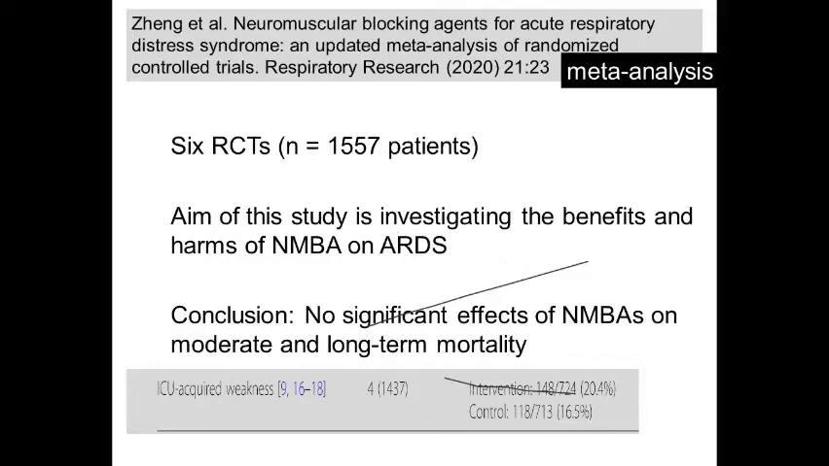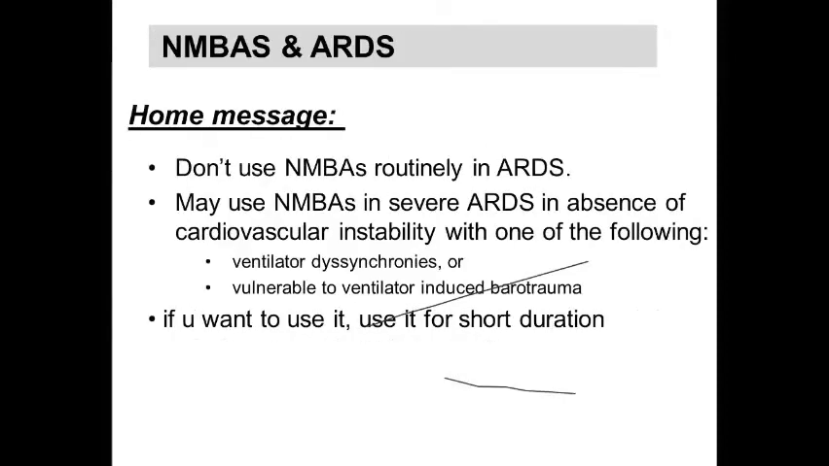Last but not least, this is another meta-analysis, again of 6 trials with 1,500 patients. They looked at the benefit and the outcome, and whether there's any harm of using neuromuscular blocking agent. Their conclusion is that there is no significant effect of neuromuscular blocking agent on moderate and long-term mortality, but it does increase your ICU-acquired weakness.